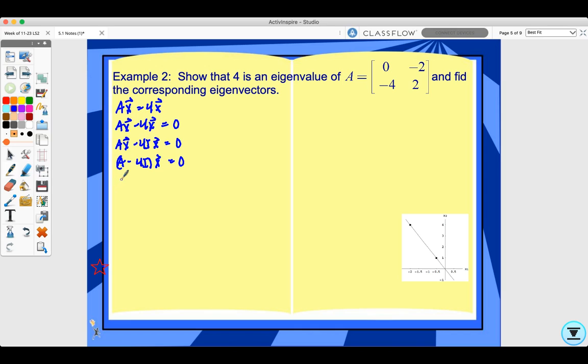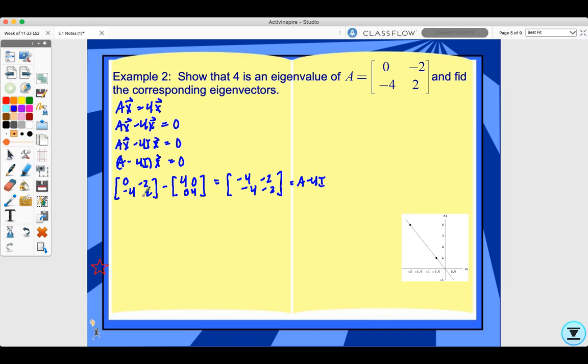So my A minus 4I would be 0, negative 4, negative 2, 2, minus 4I, which would be 4, 0, 0, 4. This would give me negative 4, negative 4, negative 2, negative 2, which is A minus 4I. Now we need to find the corresponding eigenvectors for this.